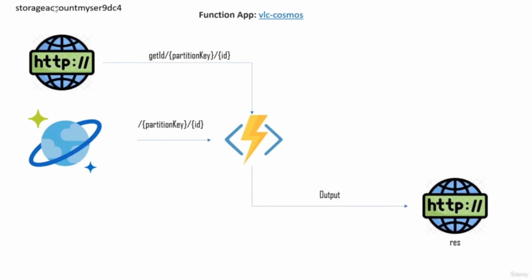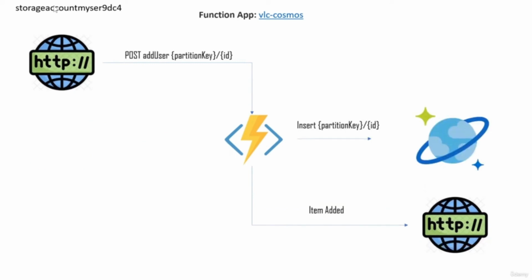So again, the input binding would be the HTTP trigger, and I'll have another input binding that is connected to the Cosmos database, and the output would be the values that I get for that particular partition key and the ID. And the output would be sent back to the response. And similarly, I'll also be creating a post request. So a post request would have the partition key, the ID, and any other information that you want to store within that particular document. And again, the output binding here would be the Cosmos database. And I will also send a response back to the user saying that the item has been added. So let us start by creating our functions.